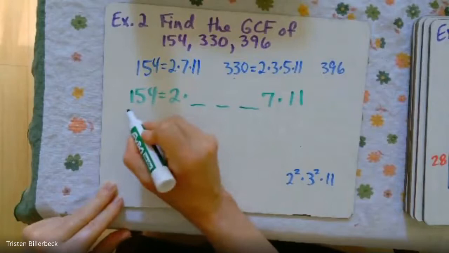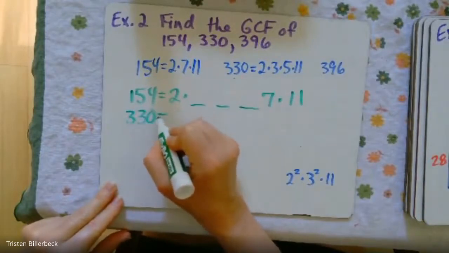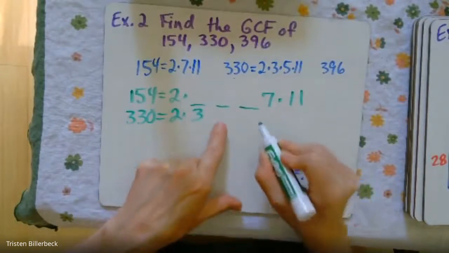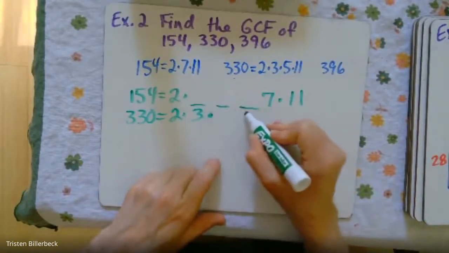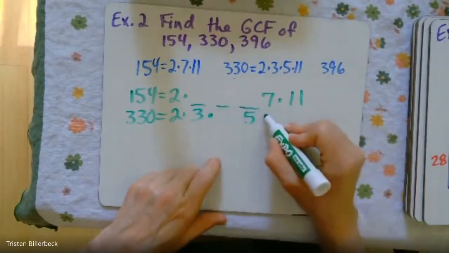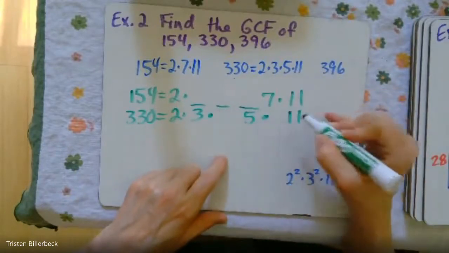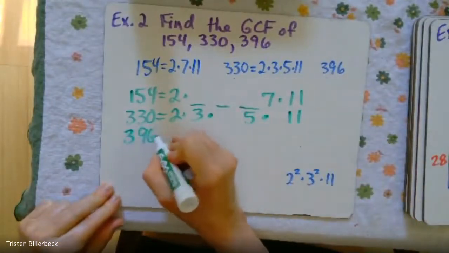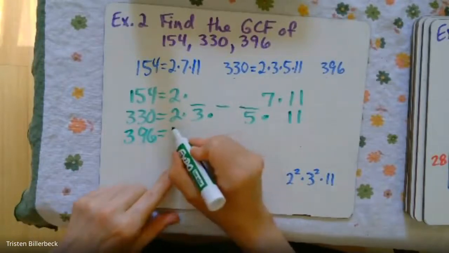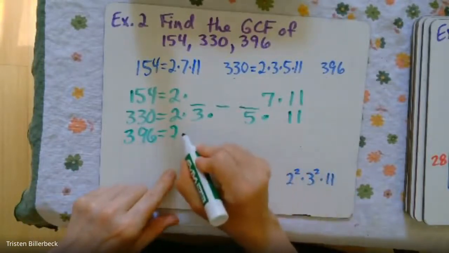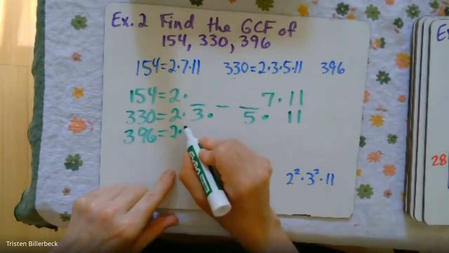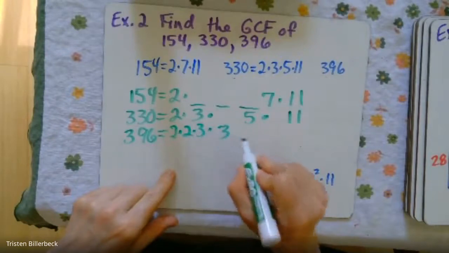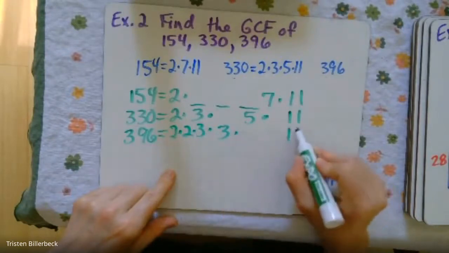All right, 330 equals 2 times 3. There's not another 3, but there is a 5 times 11. And then 396, we have 2, oops, I didn't have room for that one. 2 times 2 times 3 times 3 times 11.